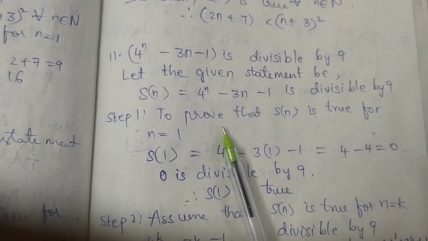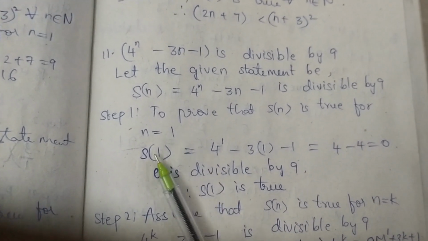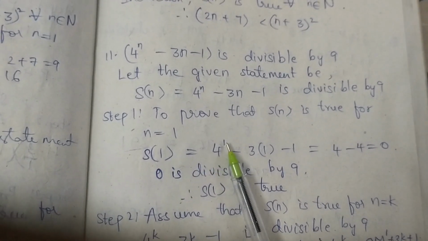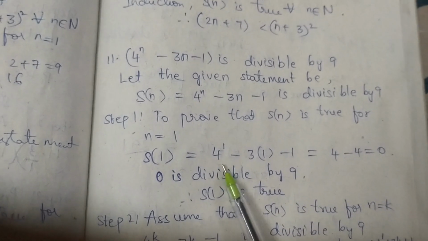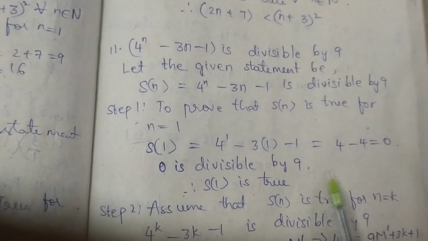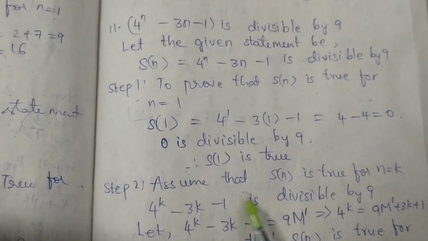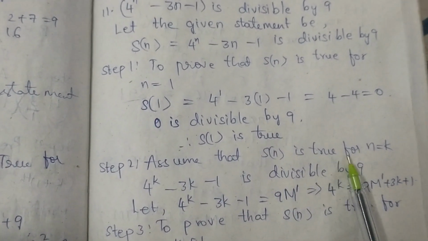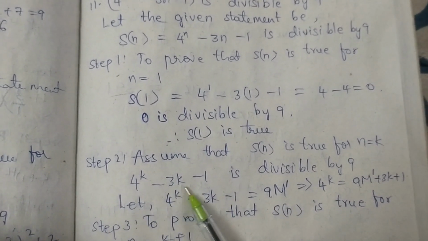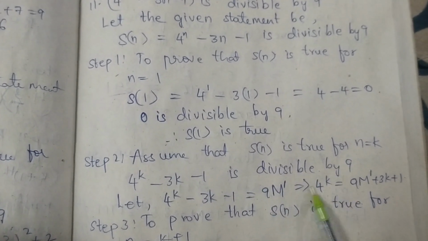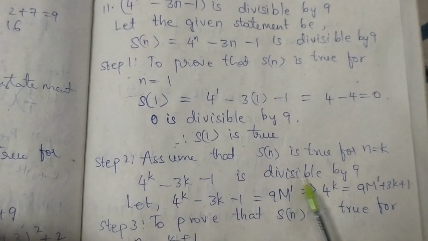For proving that, first we will prove it for n equals 1 in step 1. So S(1) is equal to 4 power 1 minus 3 into 1 minus 1, that is 4 minus 4, which is equal to 0. Then 0 is divisible by 9, yes, therefore S(1) is true. Then assume that S(n) is true for n equals k. Then 4 power k minus 3k minus 1 is divisible by 9. Let's suppose that this statement is divisible by 9.